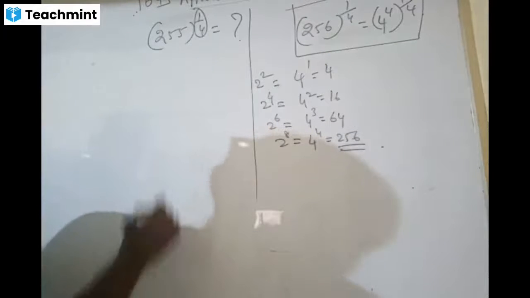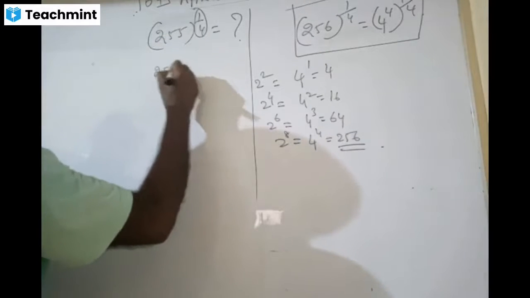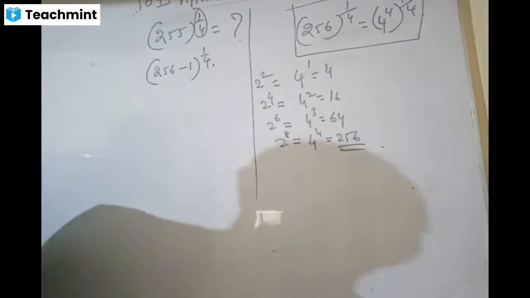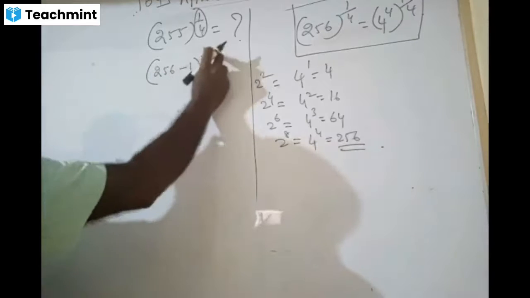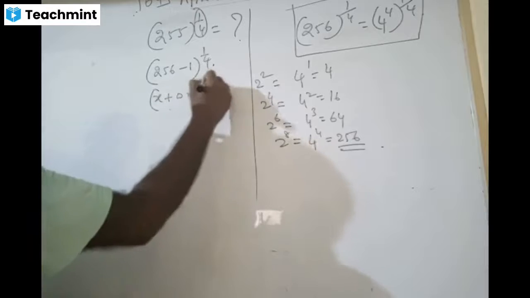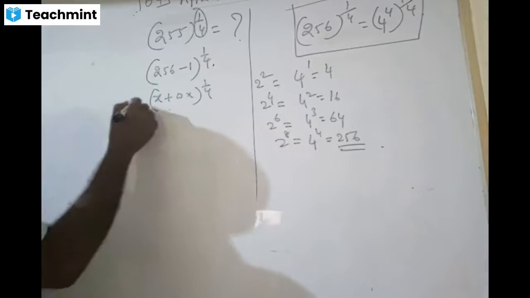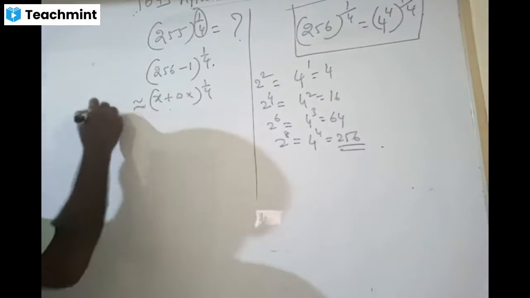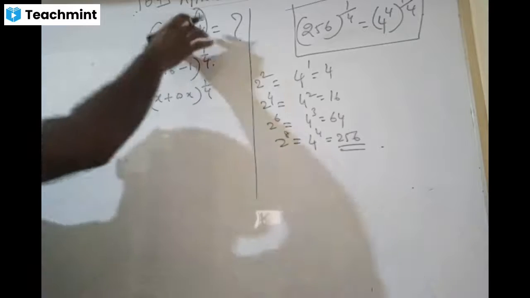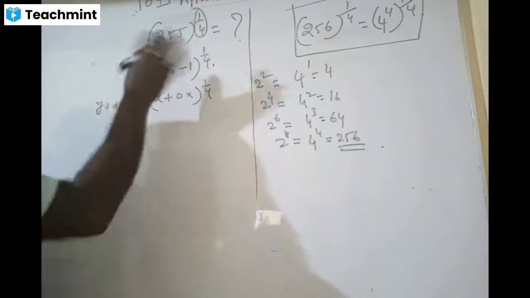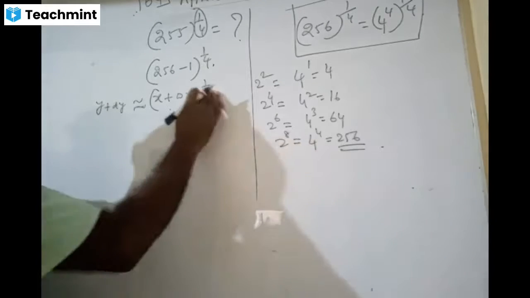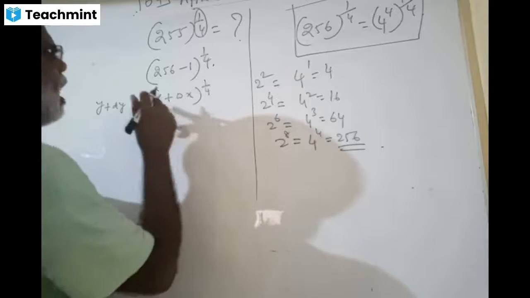Friends, therefore what I write is 255 is nothing but 256 minus 1 whole power 1 by 4. This is what I told earlier. This is called x plus delta x whole power 1 by 4. Last time also we did like this. So this is approximately equal to y plus dy. Whatever value we have to find out is equal to y plus dy approximately. That's why the name approximation. So friends, you just watch here and tell me what is your x.